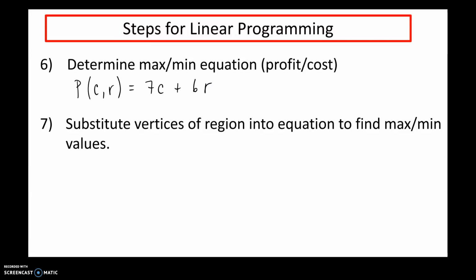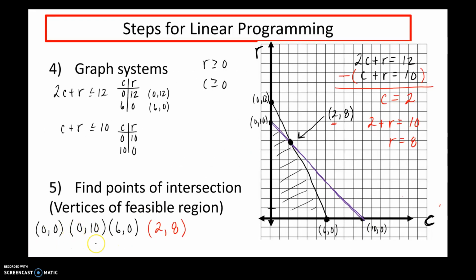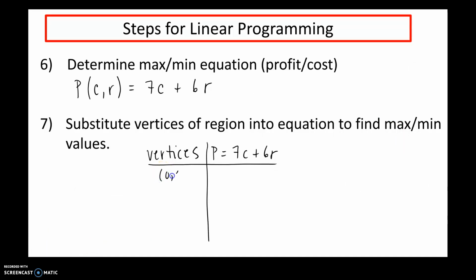Okay, so now when I substitute the vertices back in to find the maximum, this is the very first example we started with. Here are my vertices. Here's my profit. And I take these points from the feasible region, and they're going to be the points that I plug into my profit equation. So I have (0, 0), (0, 10), (6, 0), and then (2, 8).